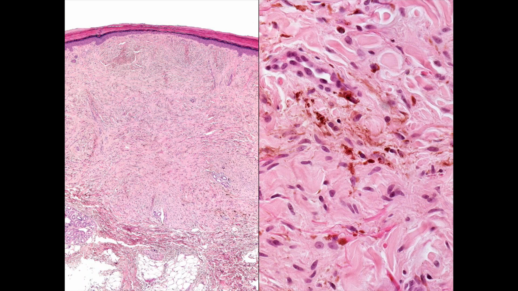Well, I hope that's. Oh, here's the last picture. I forgot about this one. This is a very nice desmoplastic or sclerosing blue nevus with the high power view showing dendritic cells on the right. And I think that's the end.